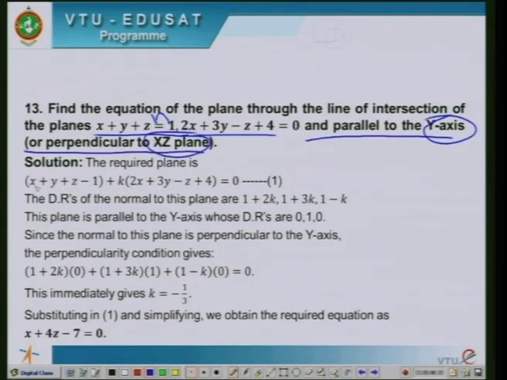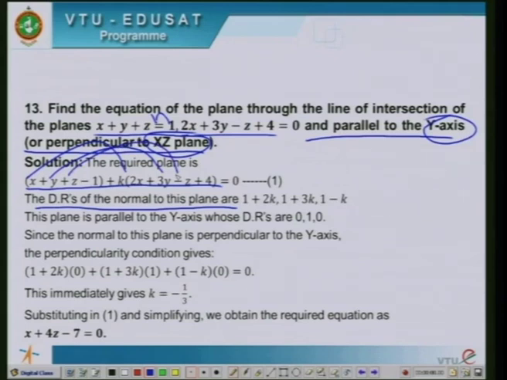Again, the same concept. The plane passes through the intersection of the two given planes. So, obviously, it should be the first plane plus k times the second. And the direction ratios of the normal to this plane should be the coefficients of x, y, z in the equation, which are 1 plus 2k for x, 1 plus 3k for y, and 1 minus k for z.